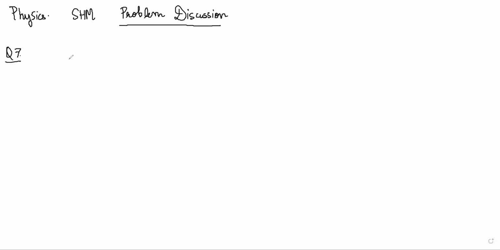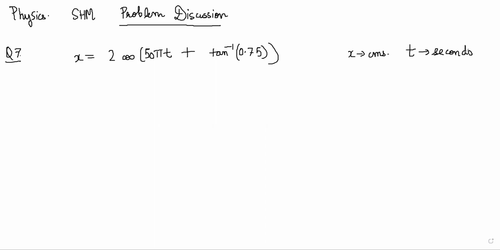Consider a particle moving in SHM according to this equation: x is equal to 2 cos(50 pi t plus tan inverse 0.75). x is in centimeters and t is in seconds, and the motion starts at t is equal to 0. Part A: when does the particle come to rest for the first time?